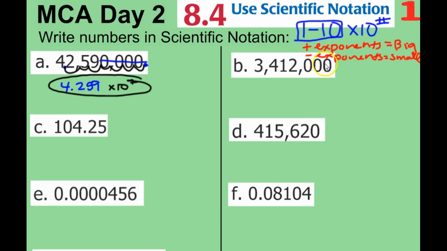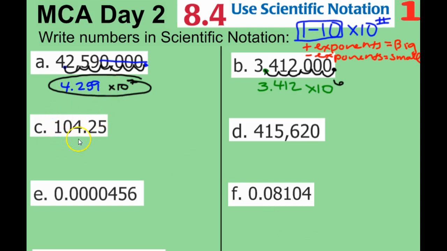Same thing with the next one. Ignore the zeros on the end. If I put the decimal here, 3.412, I get a number between 1 and 10. Oops, I wrote that wrong. 412. Now, how many times do I need to multiply by 10? Well, the decimal should go on the end, so 1, 2, 3, 4, 5, 6 times.